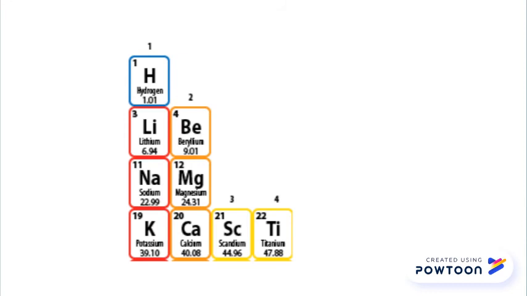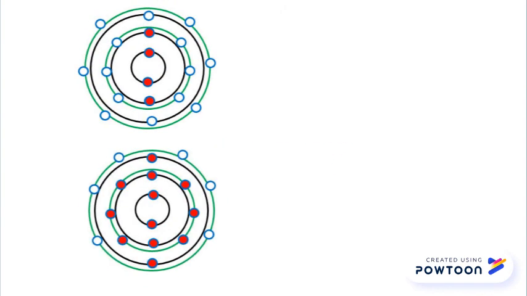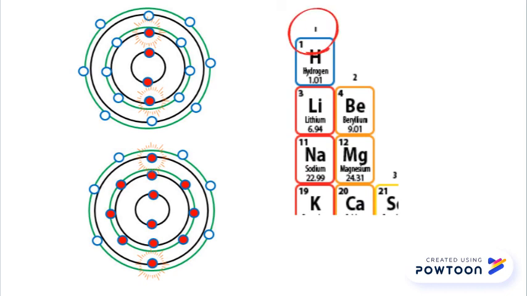There is something else that we can observe. Hydrogen, lithium, and sodium are all in group 1 of the periodic table, and all have 1 valence electron. If we look at the electronic configuration of beryllium and magnesium, we can notice that they both have 2 valence electrons. They also are both in group 2. We can derive that the group number corresponds to the number of valence electrons.